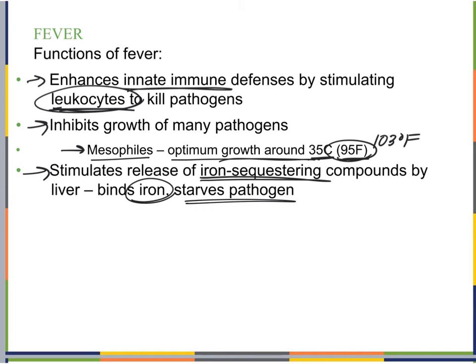So in 3 different ways, fever is very helpful. Again, it enhances our immune system defense, so our cells work better. The bad guy cells work less well, so they stop growing or decrease their growing while we're doing better to fight them off. And then we also are able to stimulate the release of these iron sequestering compounds to grab onto the iron so that they don't even have anything with which to grow.